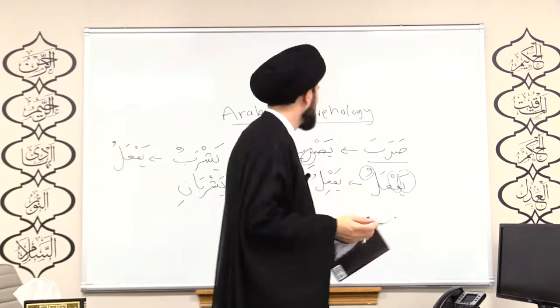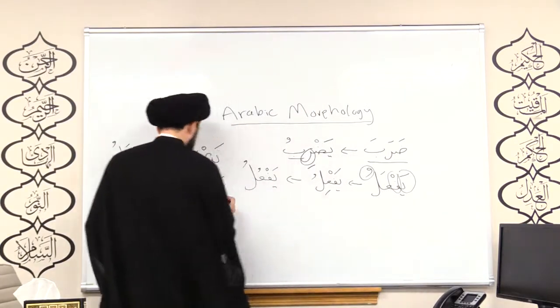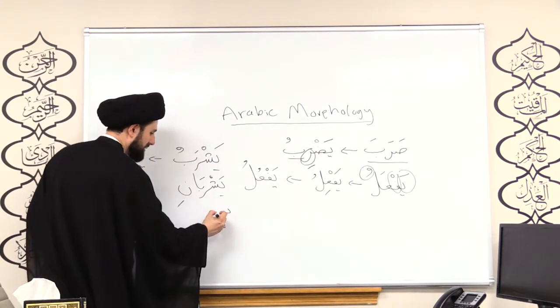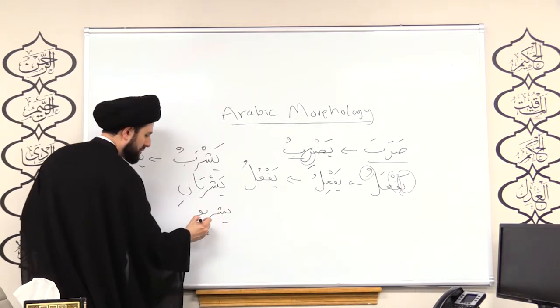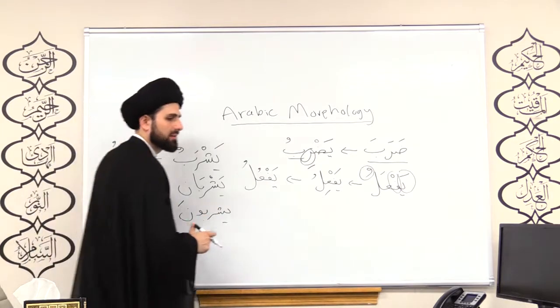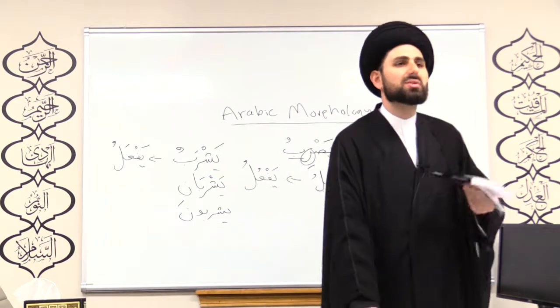And then to its left, you just have the plural, which is what? Yashrabun, yaf'alun. Yashrabun becomes plural, which means they drink. So yashrabun is a present tense verb. It's still third person. It's still masculine, but it's plural.